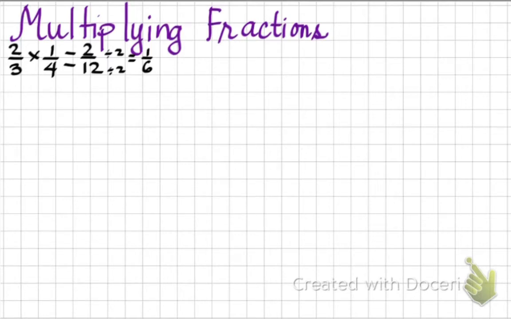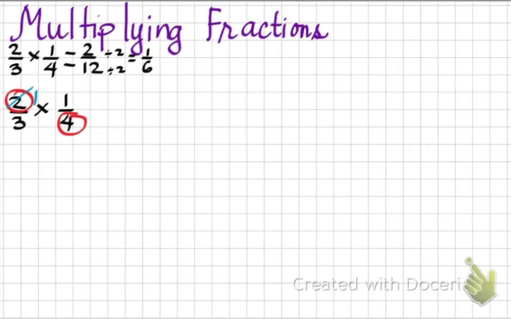Well, there is also another way of multiplying these fractions. We can look for the numerators and denominators that share the same common factor. So let's rewrite our fractions. We have 2/3 times 1/4. So we have this number 2 and 4, the numerator 2 and denominator 4.